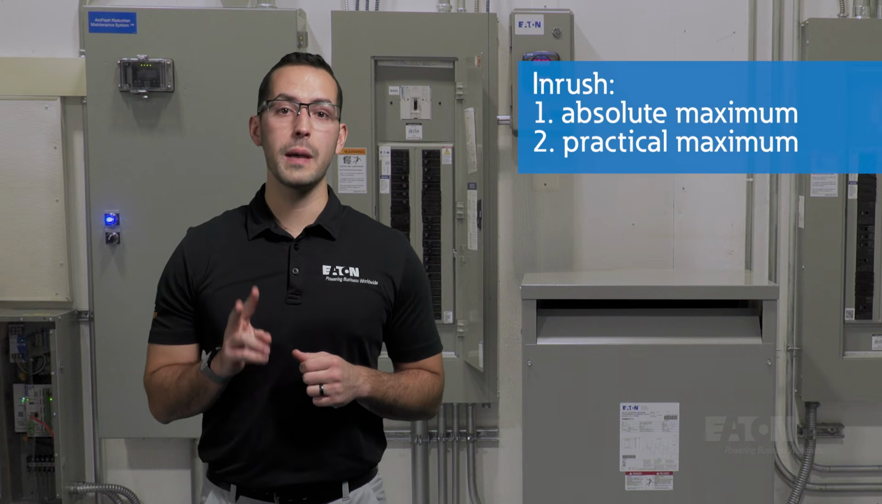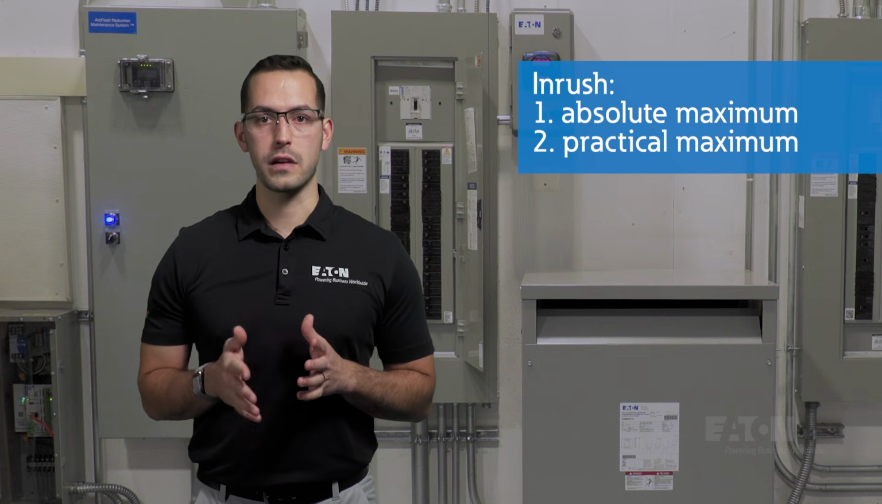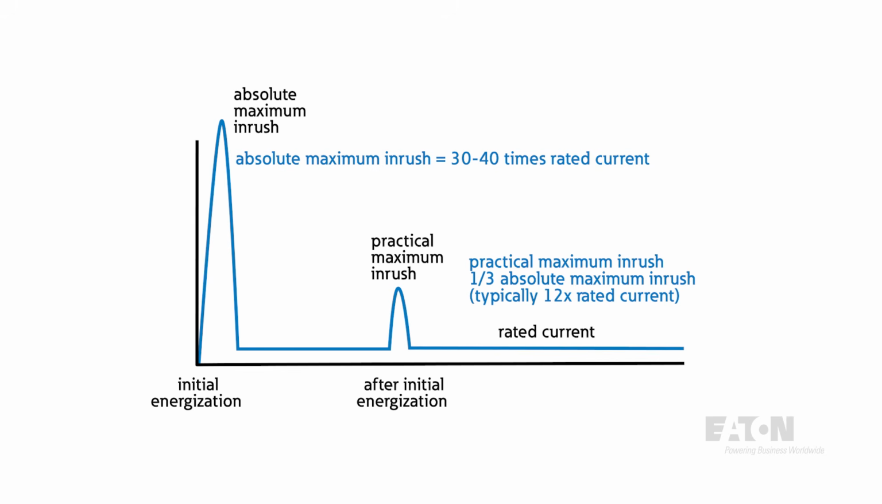Inrush. There are two types of inrush values: absolute maximum inrush and practical maximum inrush. Absolute maximum inrush is the initial high peak of current that occurs in the first few cycles of energization, which can be 30 to 40 times the rated current. Practical maximum inrush is the inrush that can be seen after initial energization. This is typically valued at 1/3 of the absolute maximum inrush.